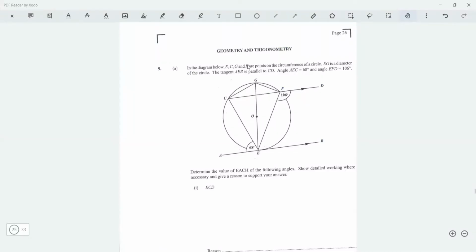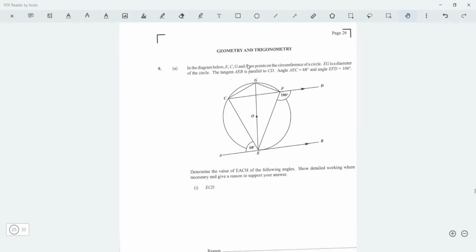Circle theory and geometry. This is a killer topic, but we're going to just take it on right here. It says in the diagram below, E, C, G, and F are points on the circumference of a circle. EG is the diameter of the circle. This is EG, the diameter. It says a tangent AEB. This is a tangent. It's parallel to the line CD.